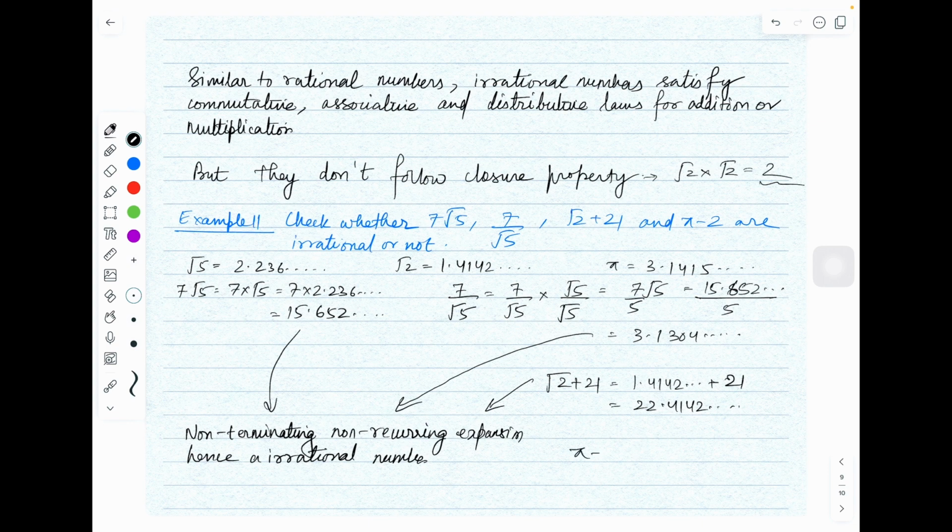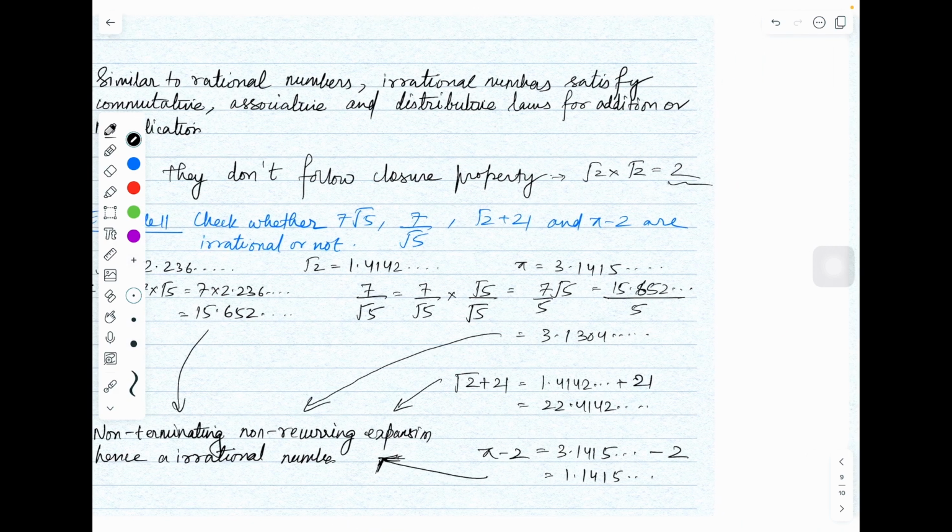Okay. Similarly, pi minus 2. Pi is how much? 3.1415 and so on, minus 2. This gives 1.1415 and so on. So this is also an irrational number because the decimal expansion is non-terminating, non-recurring. Understood? Next question.